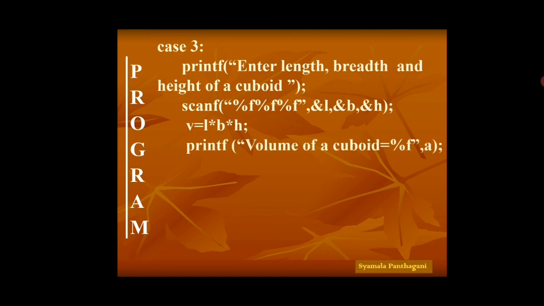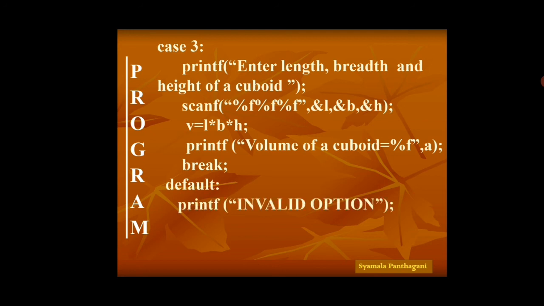Now I am going to print the volume of the cuboid. Volume of a cuboid is equal to %f. Sorry, write here V. Volume is V. Break. If the end user enters more than 3, that is 5, 6, 10 or any number, it comes to the default case, that is printf invalid option. Now closed braces for the switch statement, getch, and the closed braces for the main method also.